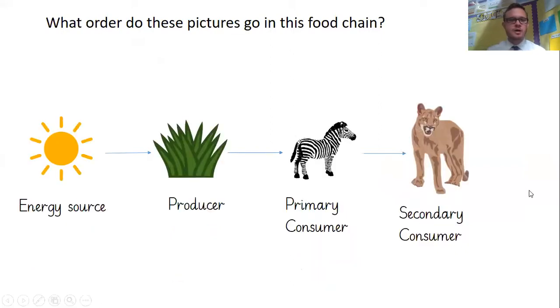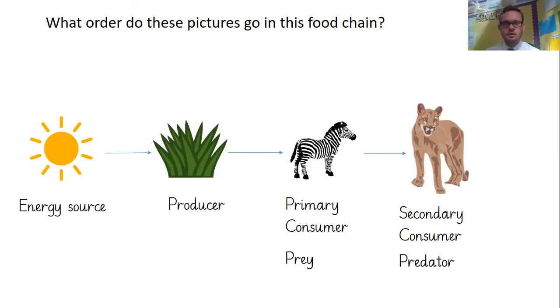So we had our sun as the energy source. We had our grass, which was the producer. Our zebra was the primary consumer. We could also call that prey. And our lion was this secondary consumer, as it consumed the primary consumer, the zebra, and that was our predator.